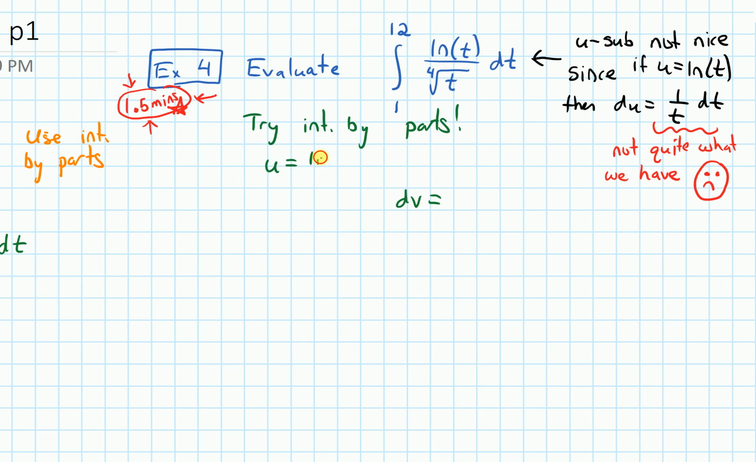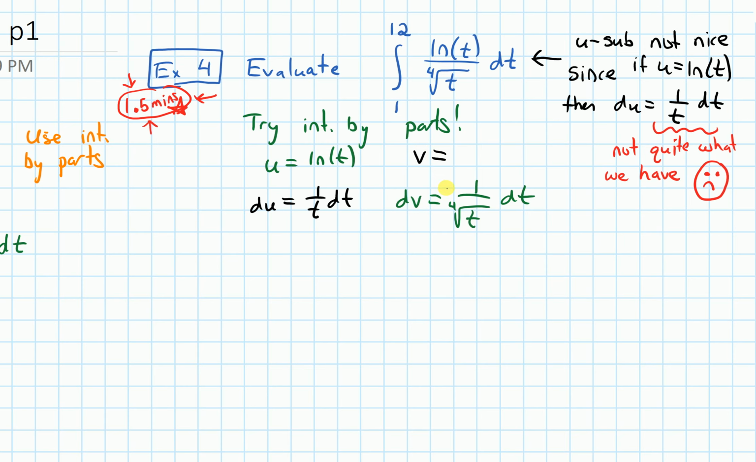So I'm going to let u be ln of t. If I put the ln of t over where the dv is, I don't know the antiderivative of ln. We talked about it in the last video, but that actually requires integration by parts to figure out the antiderivative of ln of t. So I'll let u be ln of t and dv be the other stuff, so 1 over 4th root of t dt. And then I've got to figure out du, which would be 1 over t dt, and what v is.